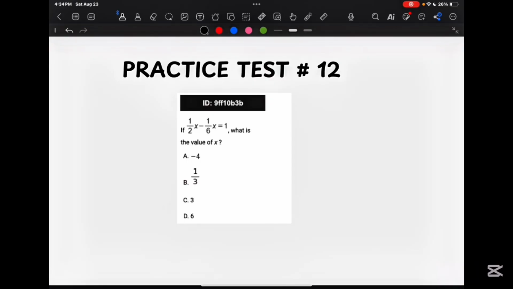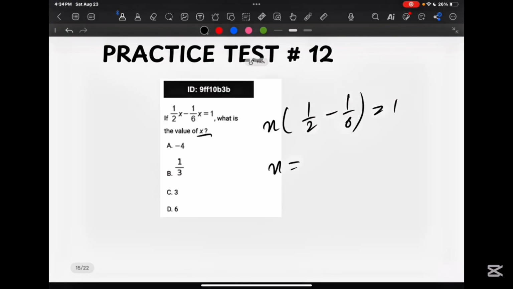Now, if 1/2 of x minus 1/6 of x equals 1, what is the value of x? So we can just take x common. So yeah, this is going to be what we are left with. And then you can just plug it in your calculator like this. In your calculator, you can just plug this in, or you can use decimals for this one, or you can just do it manually or in your head if you're really good at it. In that case, the answer is C.